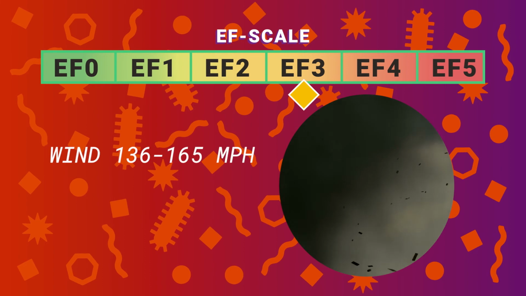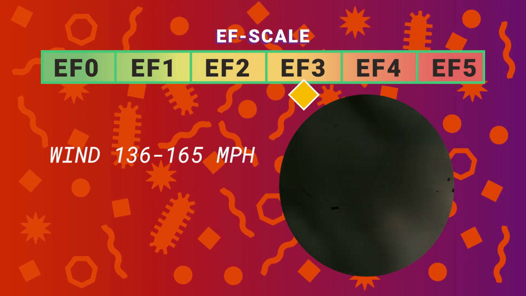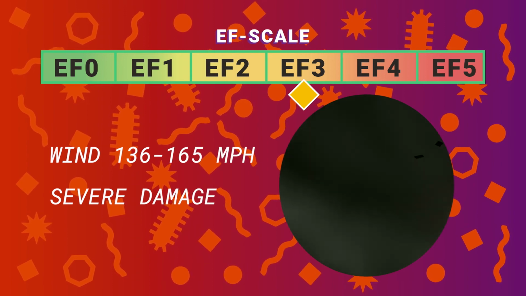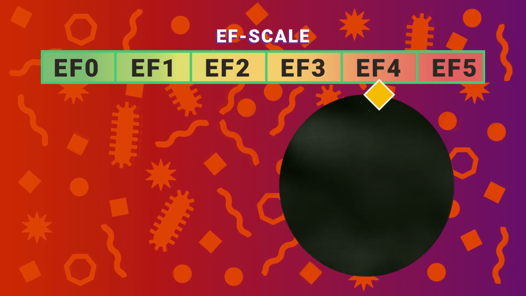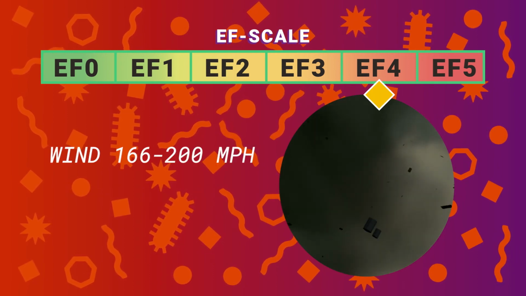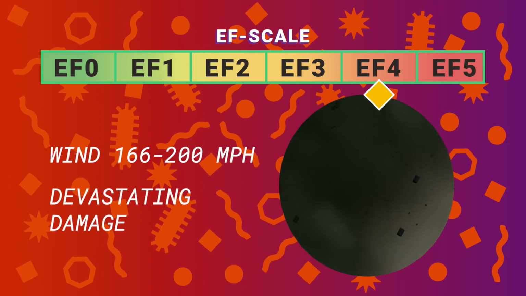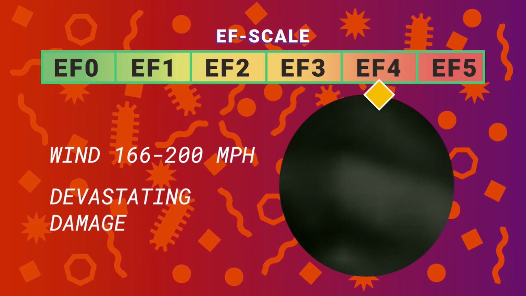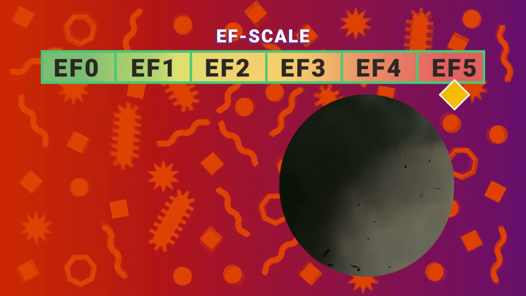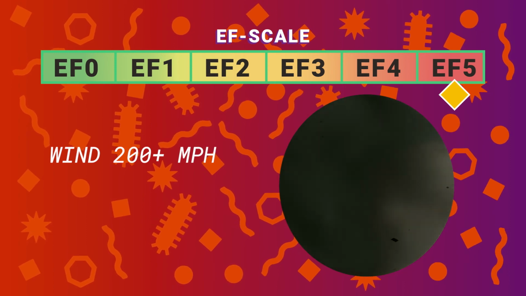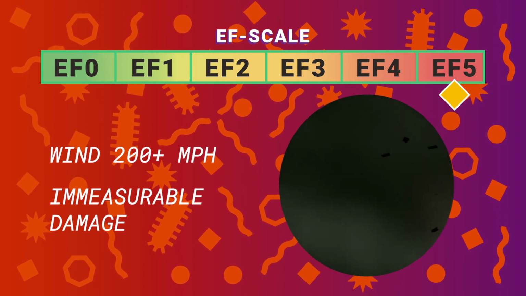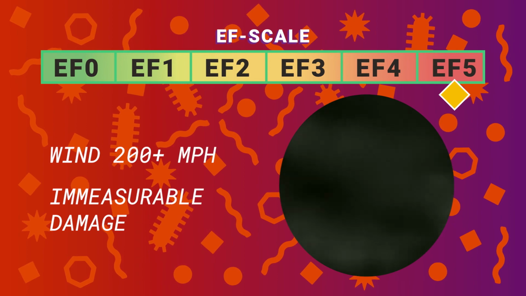Beyond EF2 is where tornadoes begin to really get scary. At EF3, the speeds are at 136 to 165 miles per hour, and there is severe damage. Trains can be overturned and cars can be lifted off the ground. EF4 speeds are at 166 to 200 miles per hour, which is devastating damage, and most houses are being leveled and cars are being thrown hundreds of yards at this point. During an EF5, wind speeds are over 200 miles per hour, and there's immeasurable damage with strongly built homes being completely blown away and cars being sent in the air and turning into dangerous projectiles.